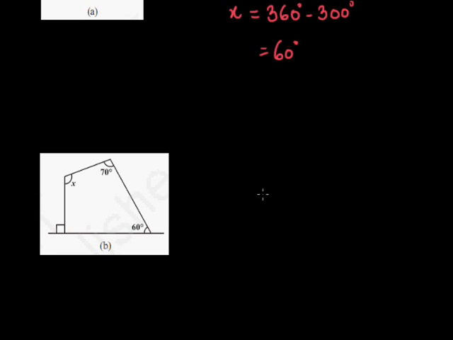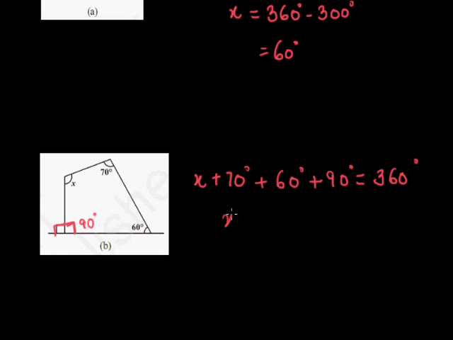Okay, the second part: we have to find the value of x in the given quadrilateral. Now in this quadrilateral, this angle is 90 degrees, so obviously this angle will also be equal to 90 degrees. So I can say that x plus 70 degrees plus 60 degrees plus 90 degrees, that is the sum of all the angles of the given quadrilateral, is equal to 360 degrees.